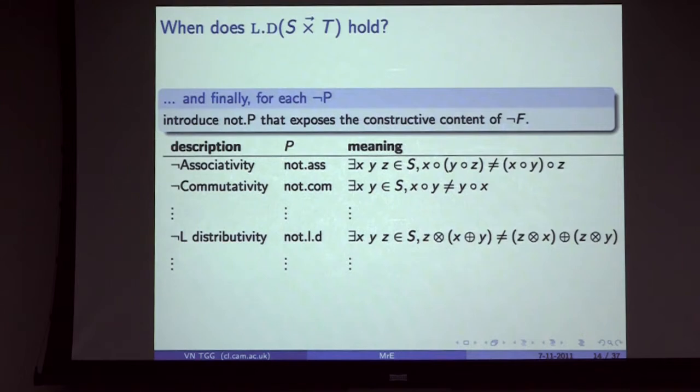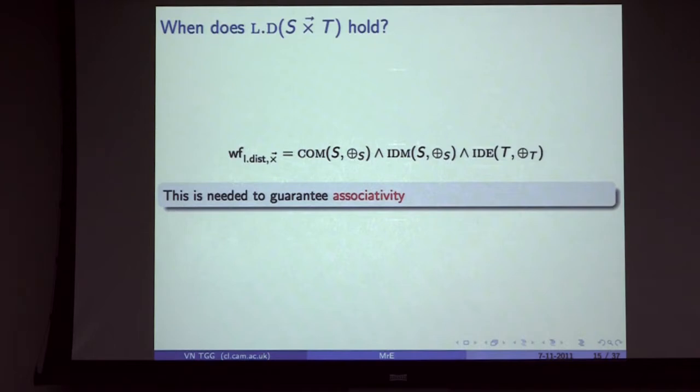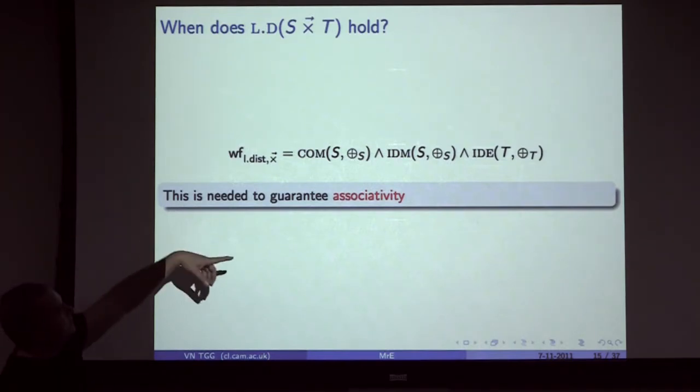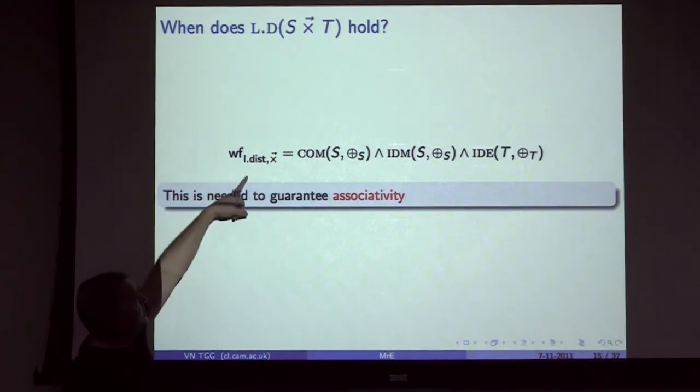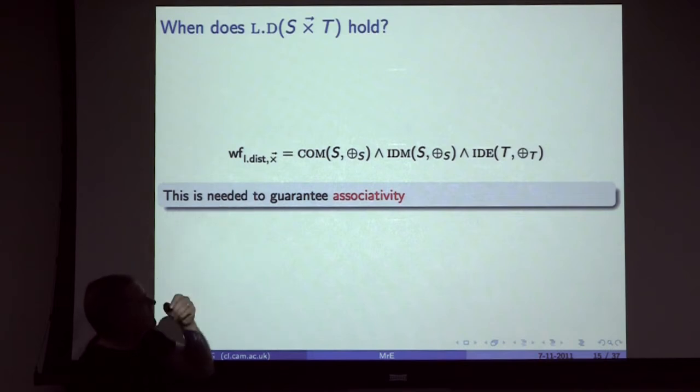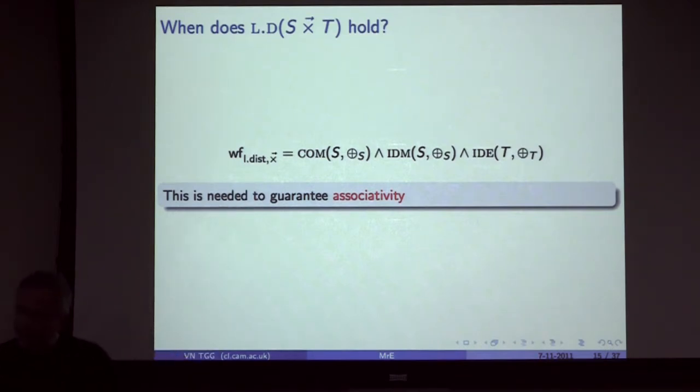Okay, so in other words, for our property set P, we duplicate it. For every property, we have a negative property that can be used constructively. And just for example, for associativity of my lexicographic product, here's the well-formedness condition. It turns out that you need plus of the S part, the first part, to be commutative. You need it to be idempotent, and you need T to be idempotent.